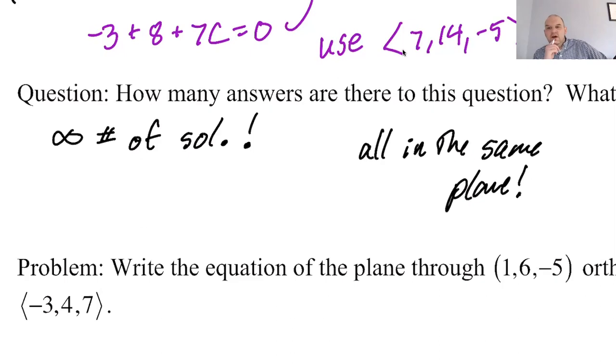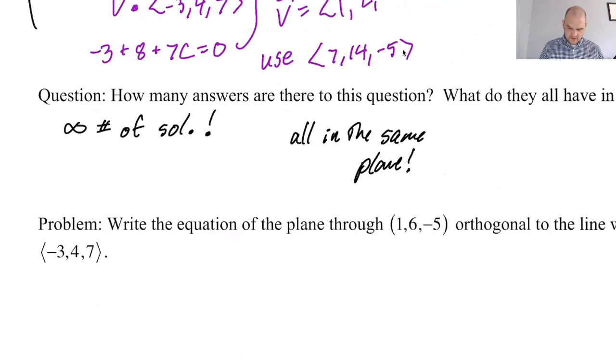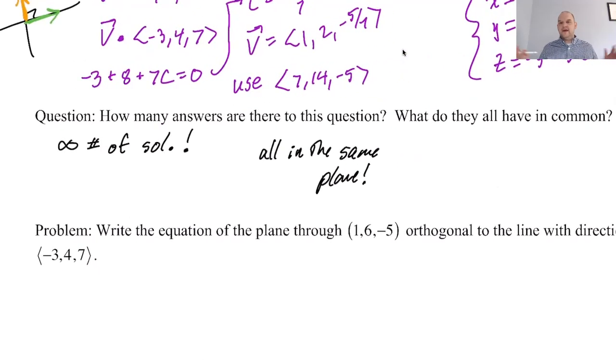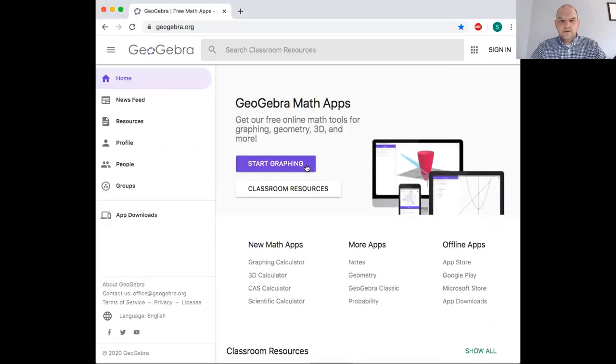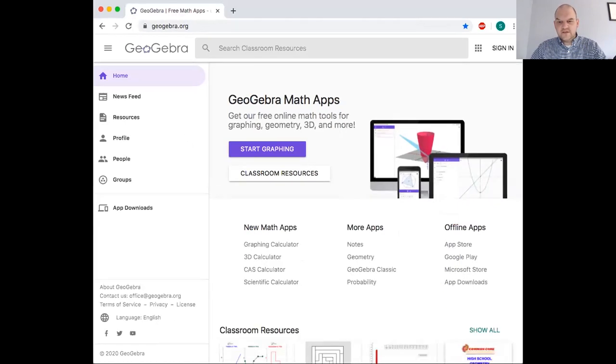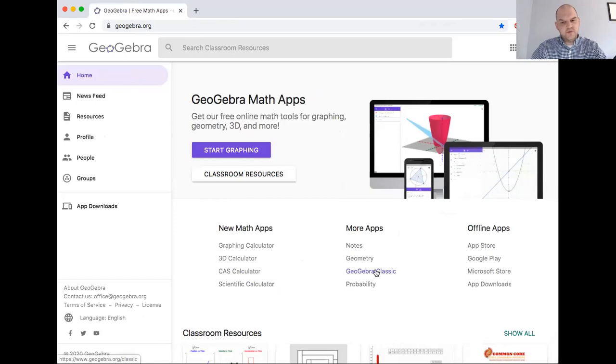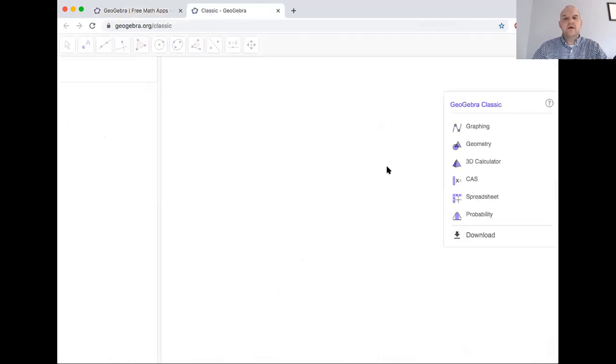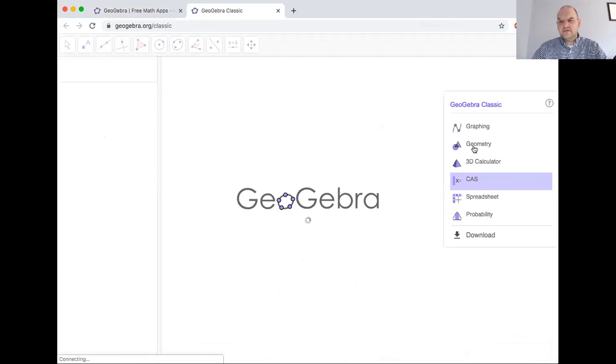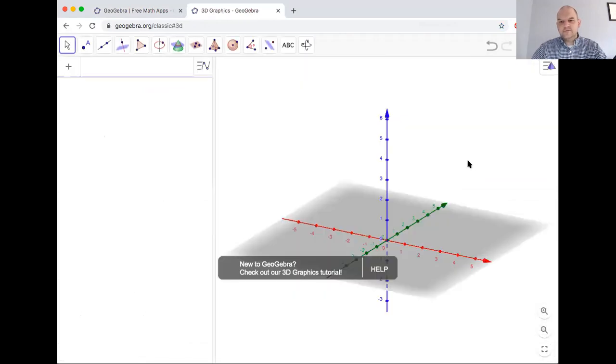So maybe what we could do is jump into GeoGebra and see if we can just illustrate that, and then I will come back to these. So let me share a GeoGebra thing with you. Okay, so I'm going to rearrange this, get it bigger on my screen, probably bigger on your screen. I don't have any idea. I'm going to do 3D graphing.